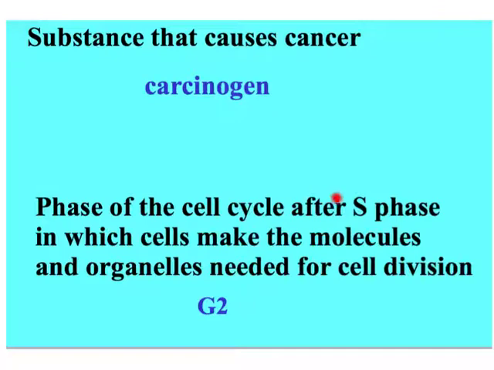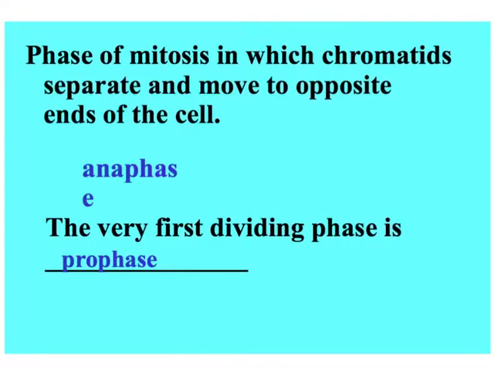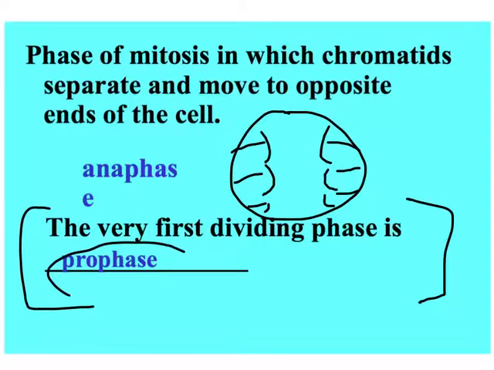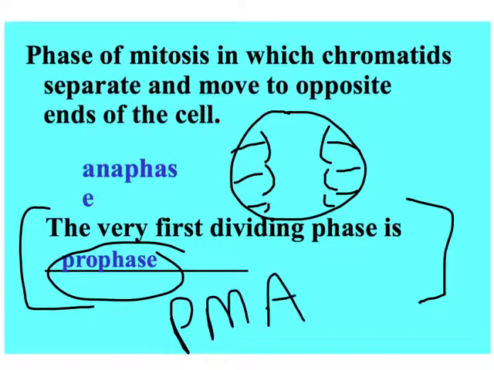Phase of the cell cycle after S phase, in which cells make the molecules and organelles needed for cell division. Again, that's G2 phase. Last little bit of fast growth before we divide the cell. Phase of mitosis, in which chromatids separate and move to opposite sides of the cell. That's anaphase. So in anaphase, our chromosomes are being pulled by the spindle fibers to the opposite sides of the cell. The very first dividing phase, or phase of mitosis, is prophase. PMAT, never fails.